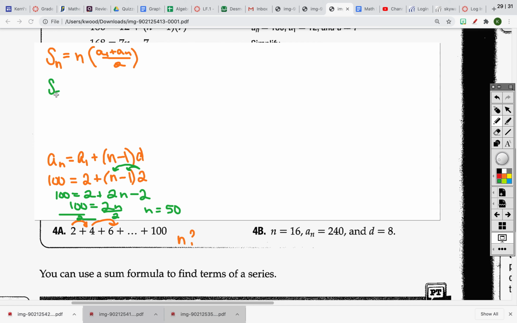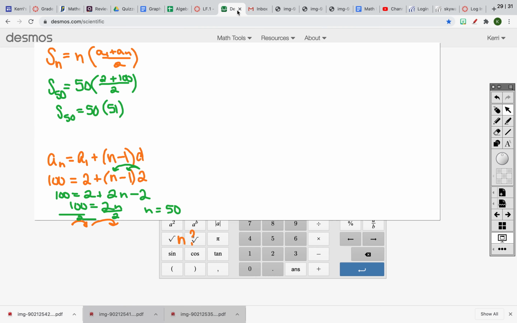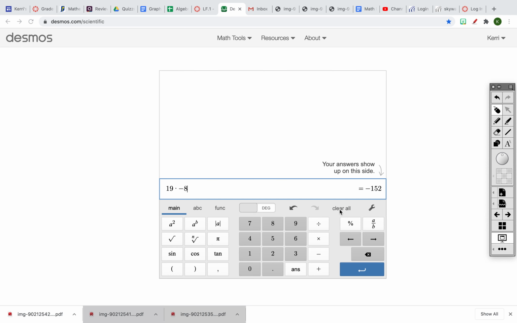So the sum of the first 50 even numbers is 50 times the first number plus the last number, so 2 plus 100, divided by 2. So it's 50 times 102 divided by 2, which is 51. So it's going to be 51 times 50, which is 2,550.